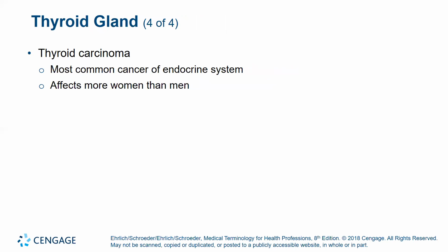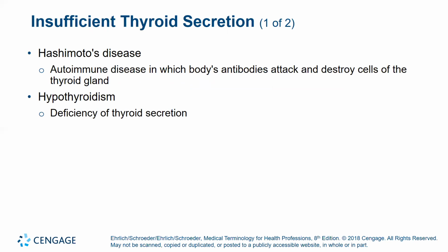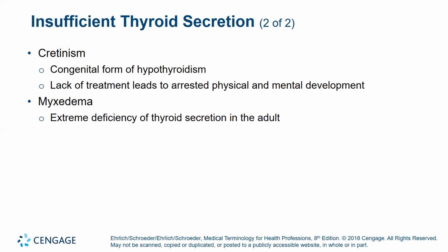We have thyroid carcinoma. This is the most common cancer of the endocrine system, and it does affect more women than men. We have Hashimoto's disease. This is an autoimmune disease, and this is where the body's antibodies attack and destroy cells of the thyroid gland. Hypothyroidism. This is just a deficiency of the thyroid secretion. Cretinism. This is a congenital form of hypothyroidism. We have myxedema. This is extreme deficiency of thyroid secretion in adults.